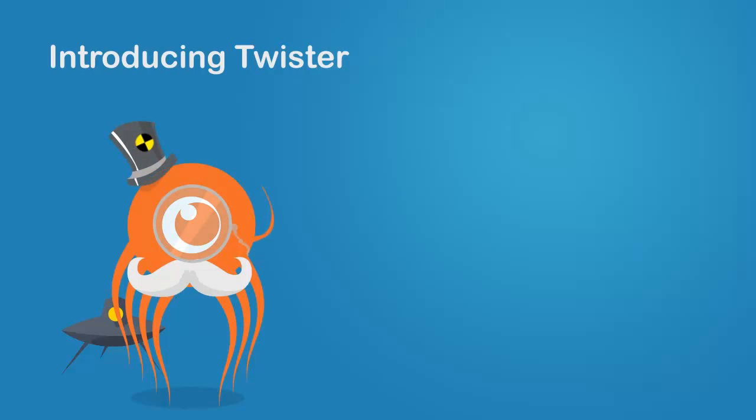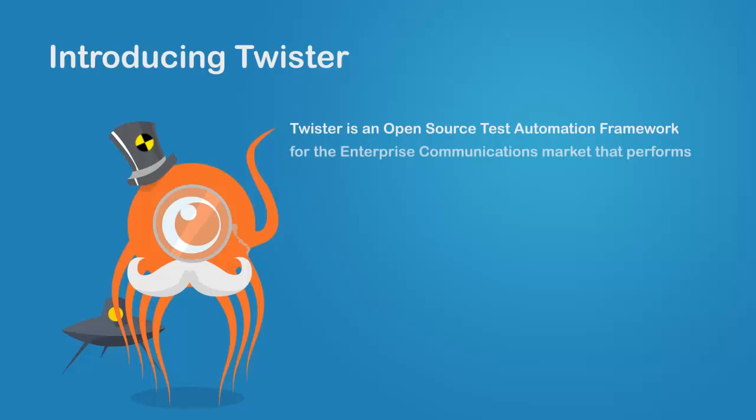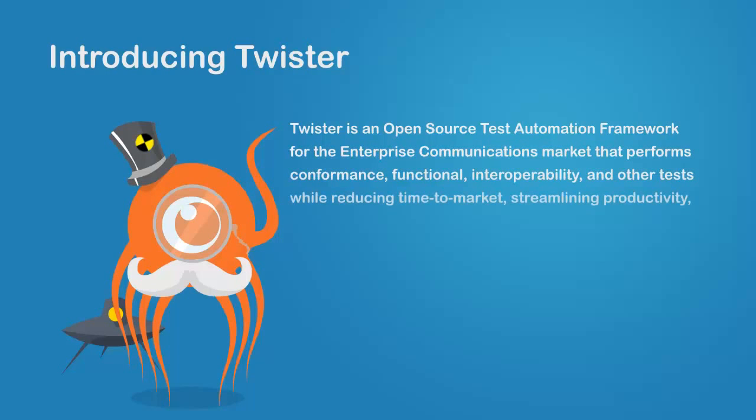Twister is an open-source test automation framework for the enterprise communications market that performs conformance, functional, interoperability, and other tests while reducing time to market, streamlining productivity, and lowering the cost of ownership.